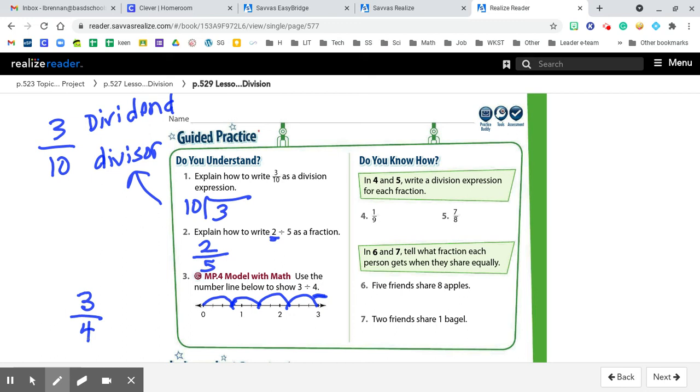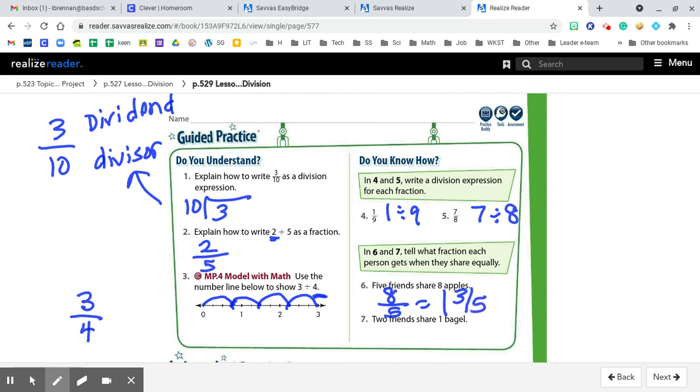In 4 and 5, write a division expression for each problem. So you would write this 1 divided by 9, numerator divided by denominator. Tell what fraction each person gets when they share equally. 5 friends share 8 apples. So what do we have? We have 8 apples, and we're going to share them. The divisor's 5 people. Each person's going to get 1 3/5 of an apple.